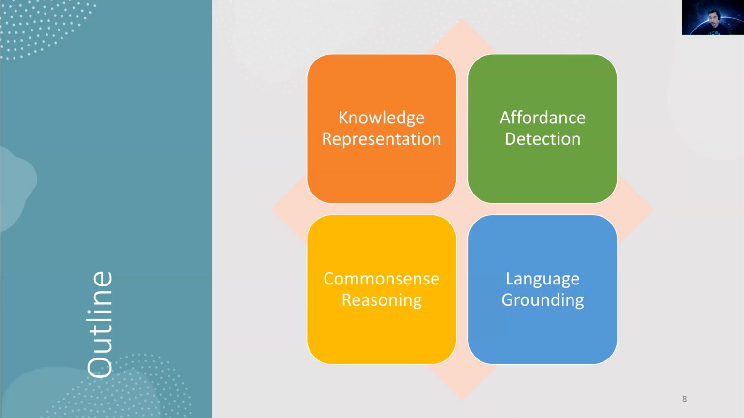All right, so the main topics that I wanted to talk about today for text-based agents are knowledge representation, affordance detection, common sense reasoning, and language grounding. And I'll first start by talking about knowledge representation, or how an agent should represent the information collected through the course of its interactions with a particular game.